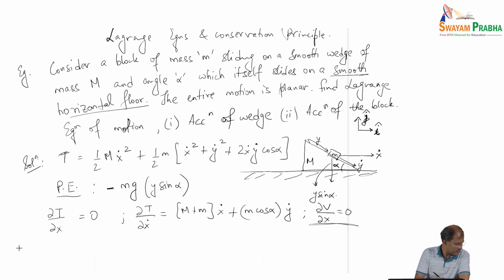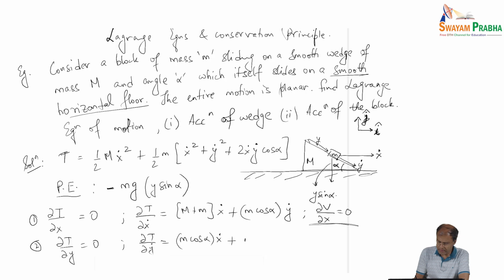And similarly, we see that ∂T/∂y is 0, because T doesn't contain any y variable, but ∂T/∂y dot is m cos alpha times x dot plus m y dot. And we see that then ∂V/∂y is minus mg sine alpha, and of course ∂V/∂y dot is 0.